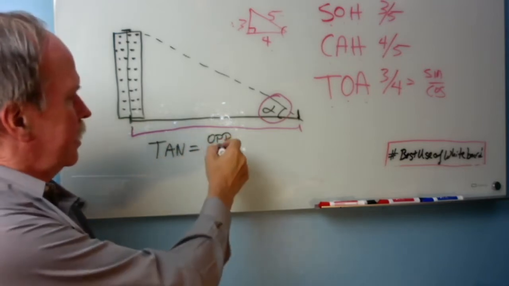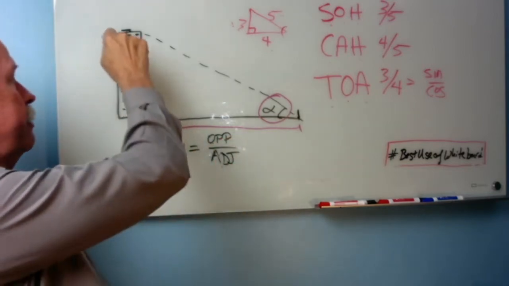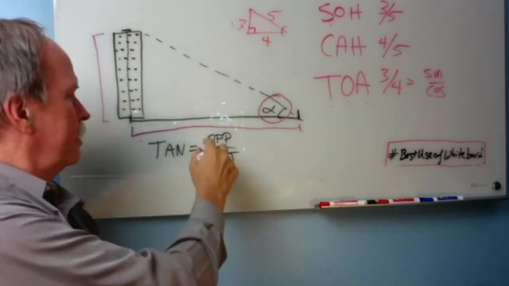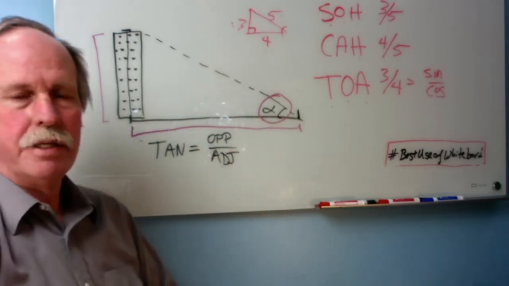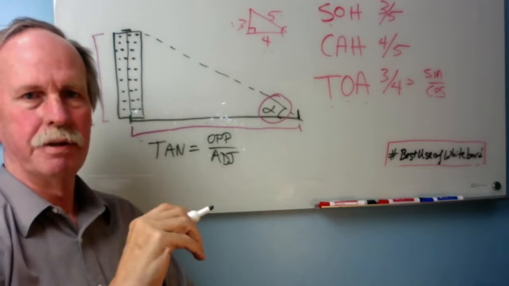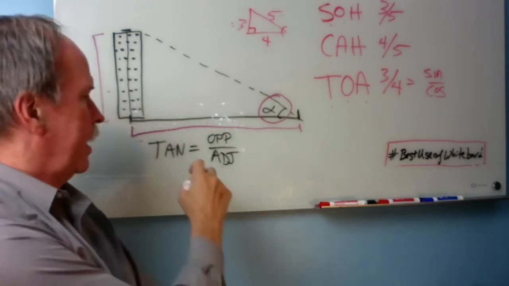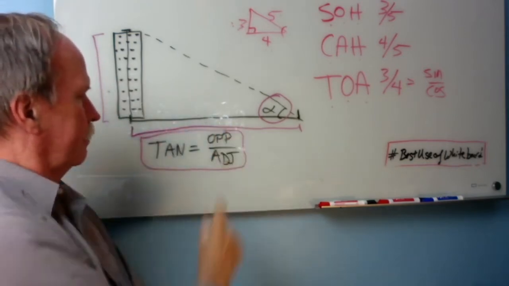Tangent is the opposite over the adjacent. So tangent will be this over this. We don't know this, we do know that, and we know that angle. So by finding out what the tangent of that angle is, we can find the opposite leg. And all we have to do is just rearrange this equation right here.